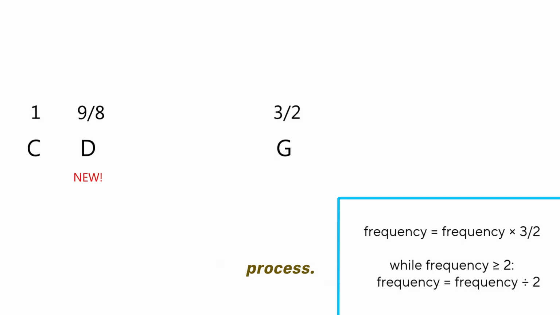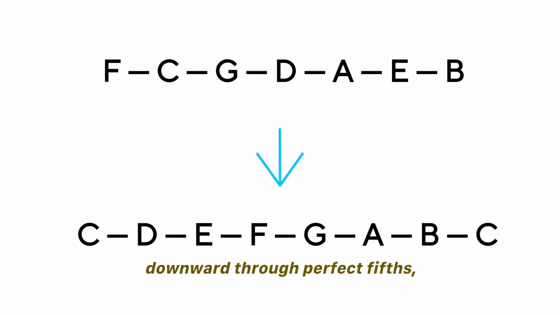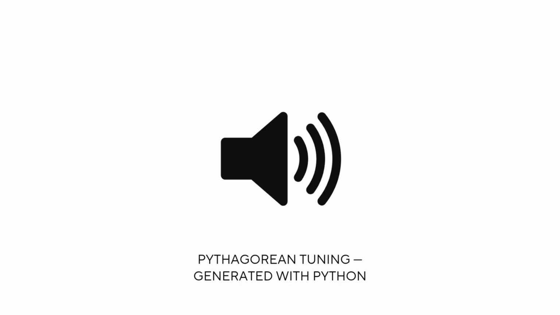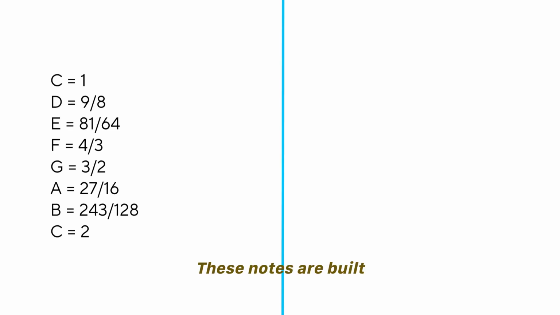We can repeat this process. Multiply by 3 halves, and whenever the result moves outside the octave, divide it by 2. By moving upward and downward through perfect fifths, we can construct the notes surrounding C. When we move all of them into the same octave and sort them from low to high, we get C, D, E, F, G, A, B, C. This is a C major scale created using Pythagorean tuning. These notes are built from simple frequency ratios, which is why many intervals in Pythagorean tuning sound so pure.